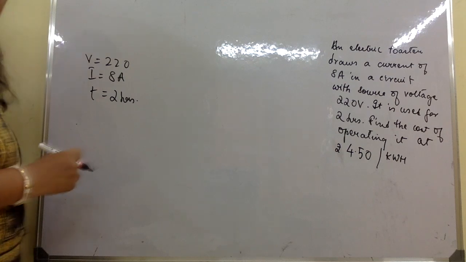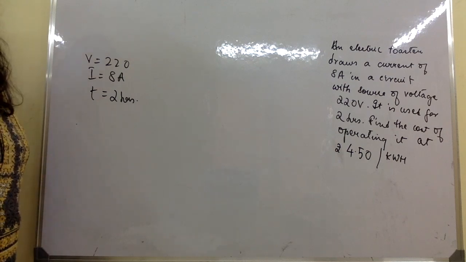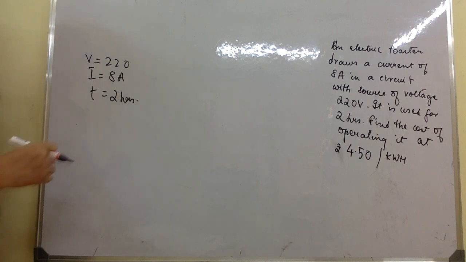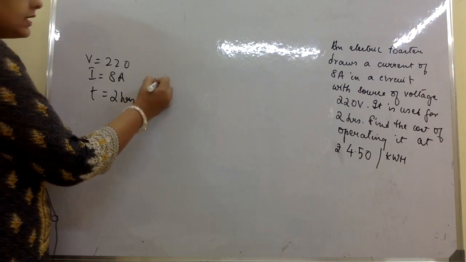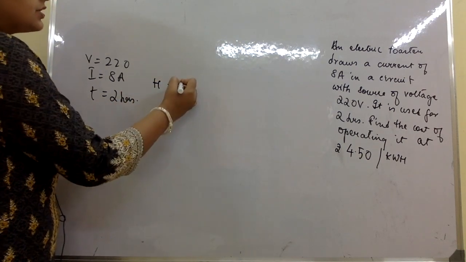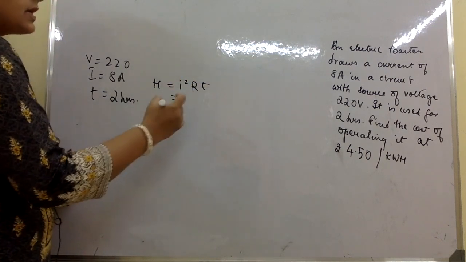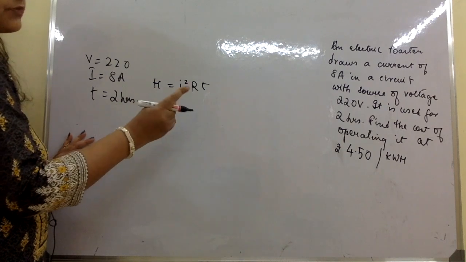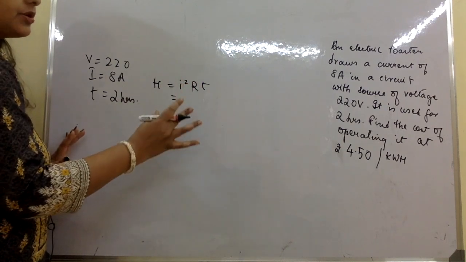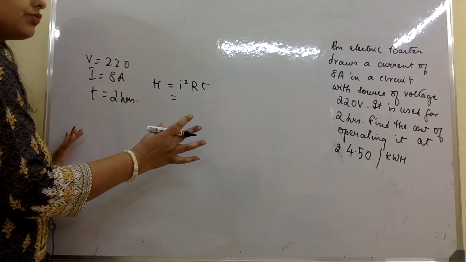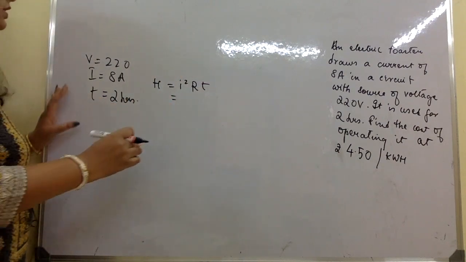Okay, so the very first thing that we do here is we will use Joule's heating law. H is equal to I square RT, right? So H is how much? First thing we'll find the heat produced. Okay, how much heat it is producing in 2 hours.